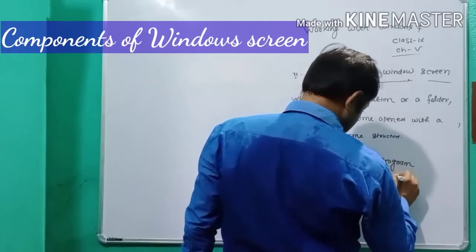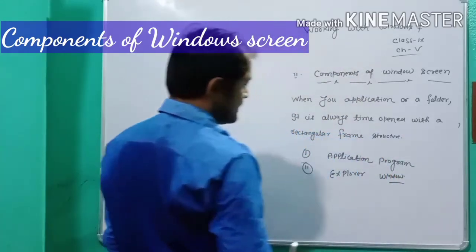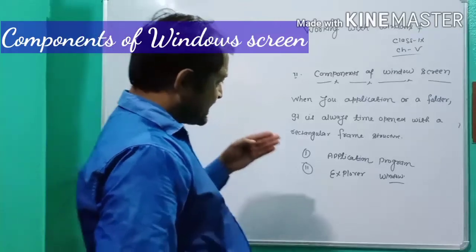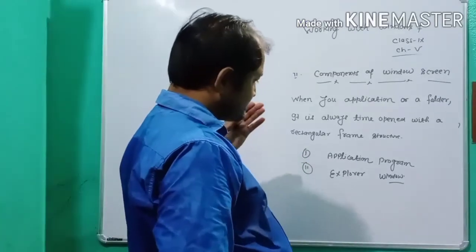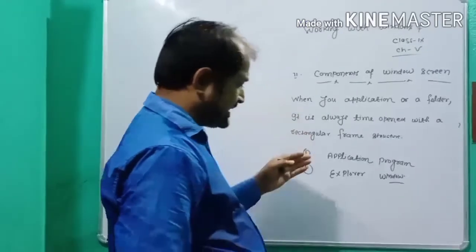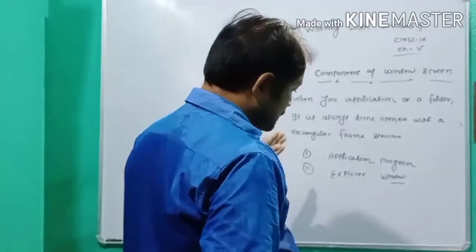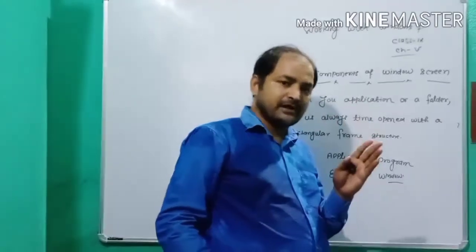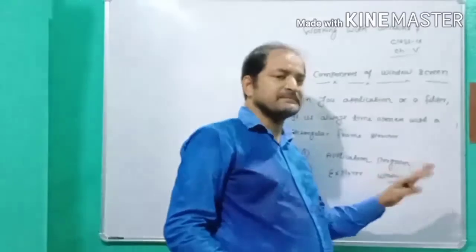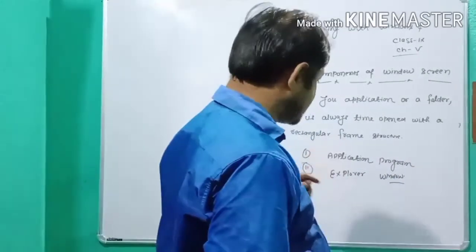Explorer window. What is the application program window? The application program window is the window that opens up when you open an application program. When you open an application program, this is called the application program window.